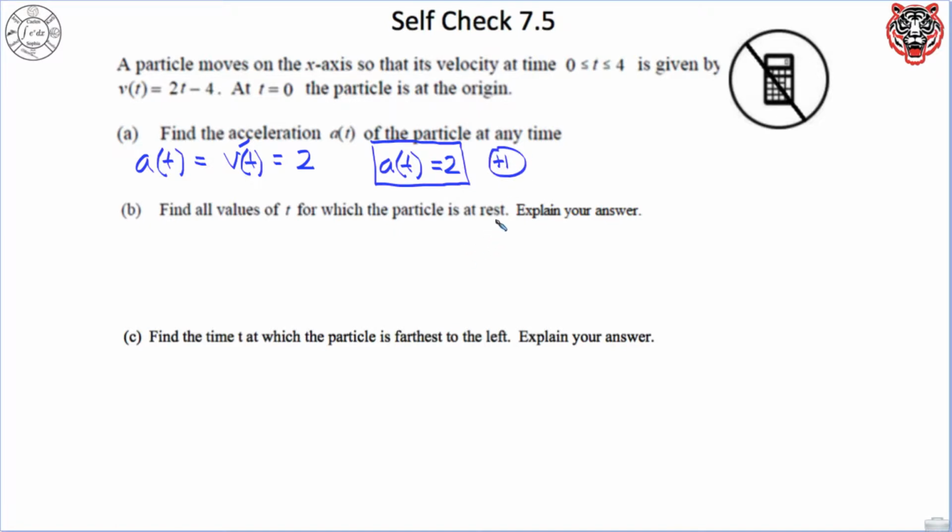All right. +1. I should do that in a different color. If I just put 2, is that bad? As long as you have a(t) somewhere written on your paper, you'll get the point.